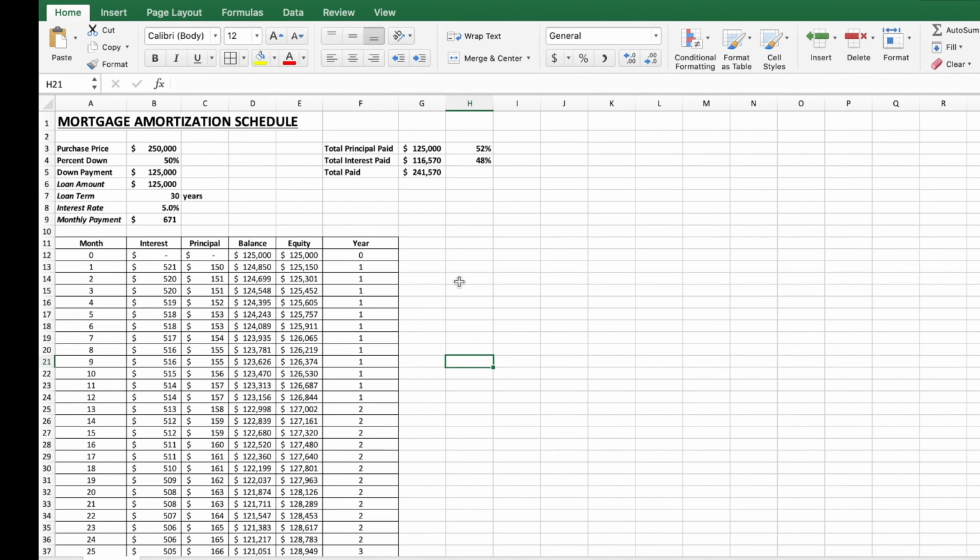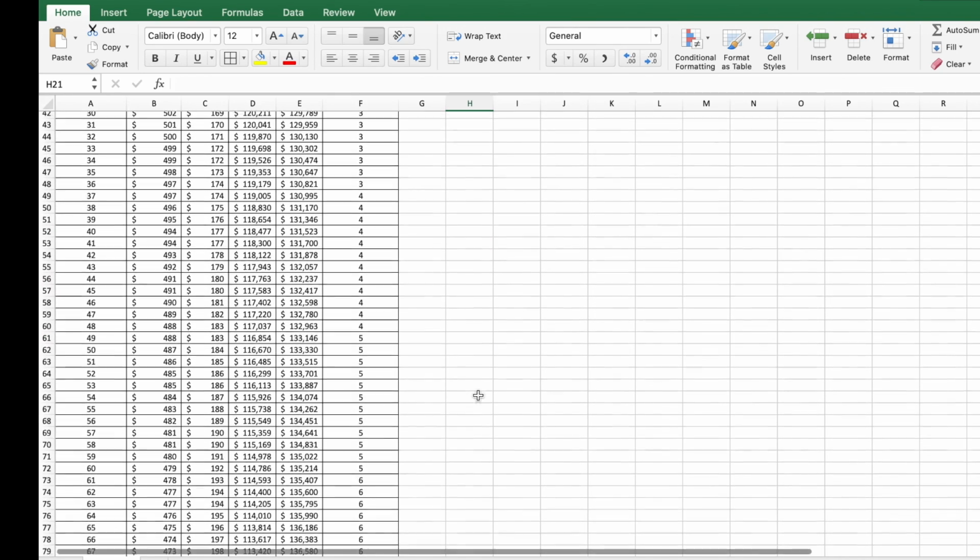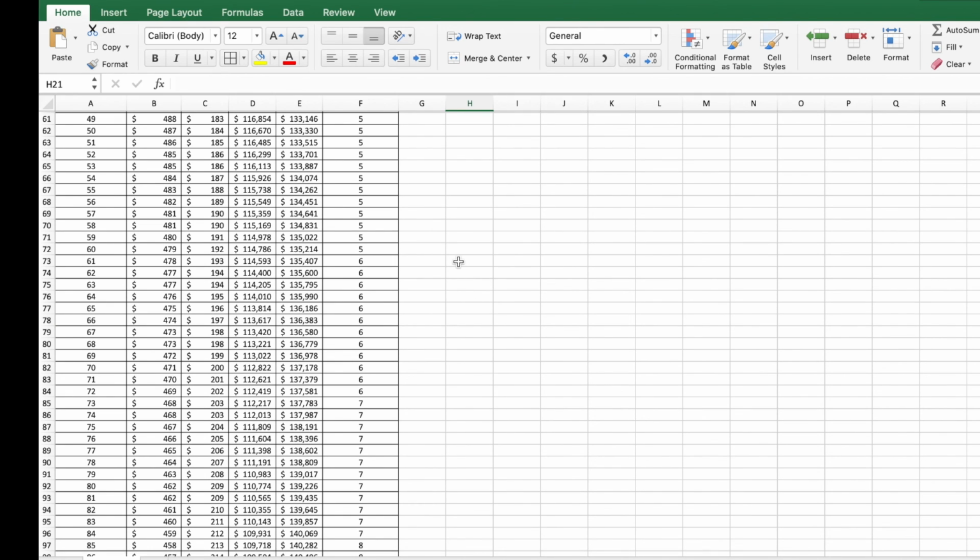So I had a comment on one of my previous videos of how you could actually figure out how much you've paid in interest for any given year. So for instance, if I want to know how much I've paid in interest in year 6, I can look and see that this is year 6, and so these are the interest amounts that I've paid in year 6. What I can do then is just take the sum of it. So I'll say equals to the sum of every interest payment in year 6, which is from here to here, and then close parentheses, enter. And so in year 6, I paid $5,686 in interest.